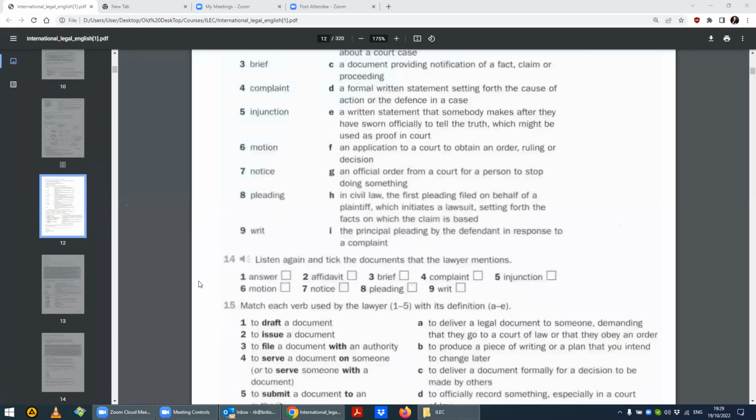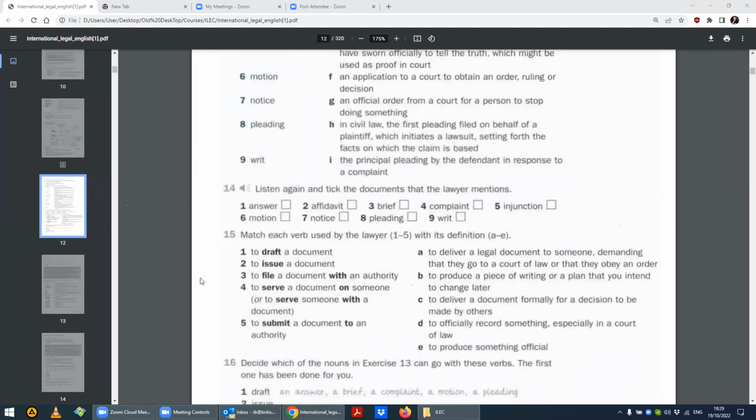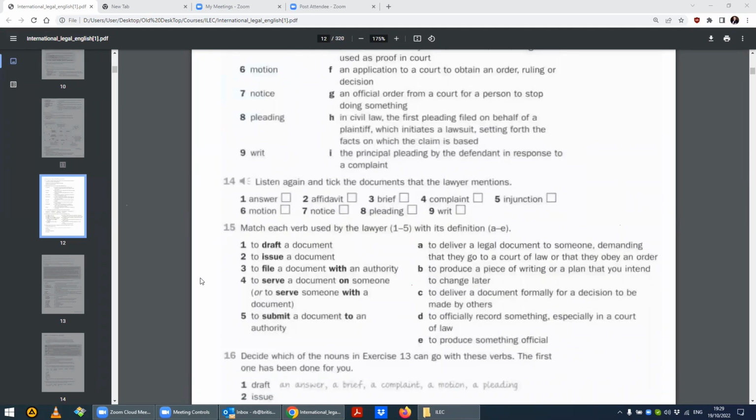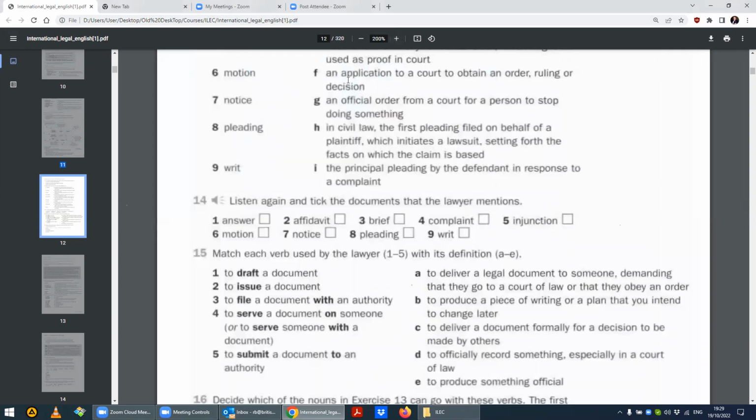Now then, what we're going to do here, we're going to complete exercise 15. Let's increase the size of this again. I'm going to send you that little exercise as a home task. Let's deal with exercise 15.